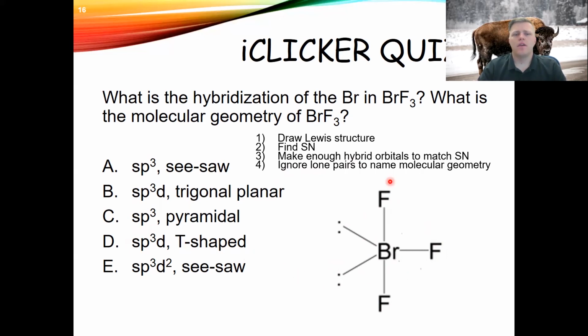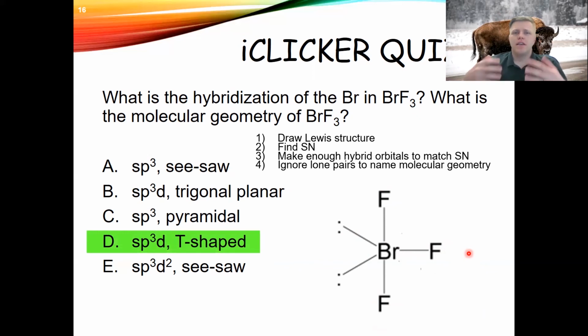Now we need to figure out what the geometry around this is. Is it going to be either B, trigonal planar, or D, T-shaped? Well, we only get trigonal planar when we have a steric number of 3. In this case, we've taken the lone pairs off of the equatorial locations. So these 2 fluorines are in the axial positions, roughly 180 degrees apart from each other and 90 degrees from this equatorial fluorine. So the answer here is going to be a T-shaped molecule.